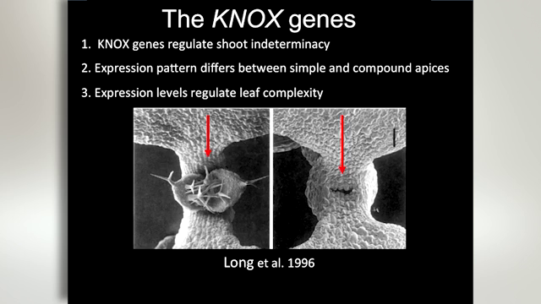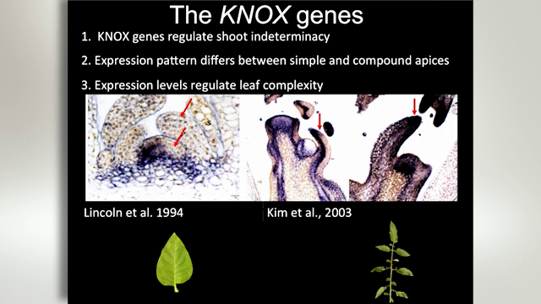The expression of these genes also differs between simple and compound apices, and the expression levels regulate leaf complexity. So I'm going to show you some of those data very quickly. So here in an Arabidopsis shoot apex, you can see that gene expression is focused on the meristem, and it actually turns off as the next leaf is going to form, and then it's off. And then in tomato, which makes compound leaves, and this is not Arabidopsis, two different Knox genes actually have expression in the meristem and also in the developing leaf primordia.